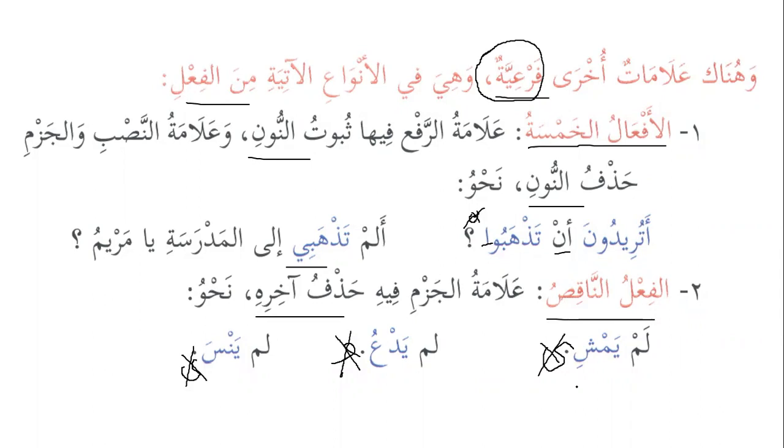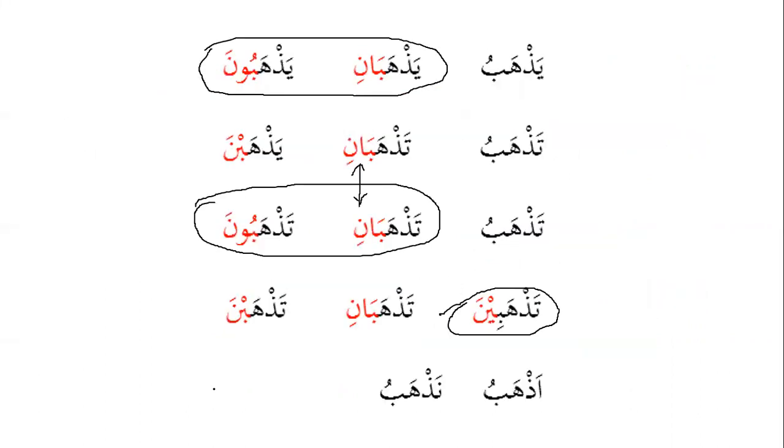So what happens over here? The ya has been dropped. Yamshi has changed into yamshi. Yad'u has changed into yad'u, and lam yansa, it was basically yansa, the alif maqsura has also been dropped. Al-fi'l al-naqis. Then we have al-i'rab al-taqdiri, the hidden endings, okay? Tuqaddaru, so when it is made hidden, when it is estimated, alamatu al-raf' fil-fi'l al-naqis, in fi'l naqis, the sign of raf' will be hidden.